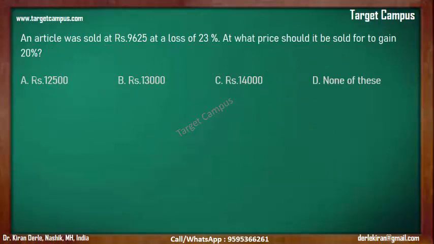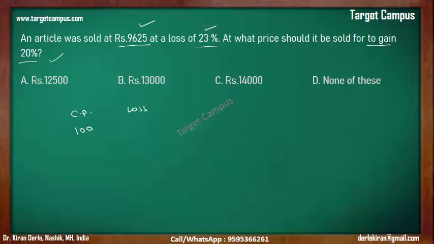An article was sold at rupees 9625 at a loss of 23%. At what price should it be sold to gain 20%? Okay, not an issue. We can solve this very quickly, guys. Whenever you get a sum on profit and loss, whatever the expected gain percent is, assume that the cost price is 100 rupees. So if the cost price is 100, the article was sold at 23% loss.